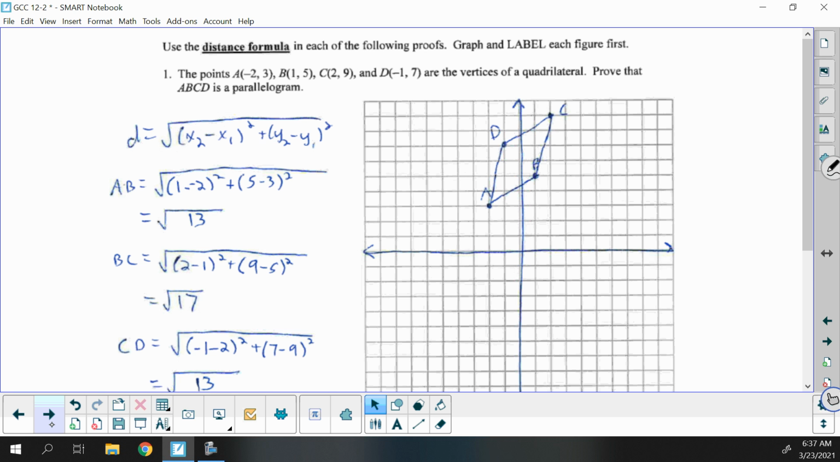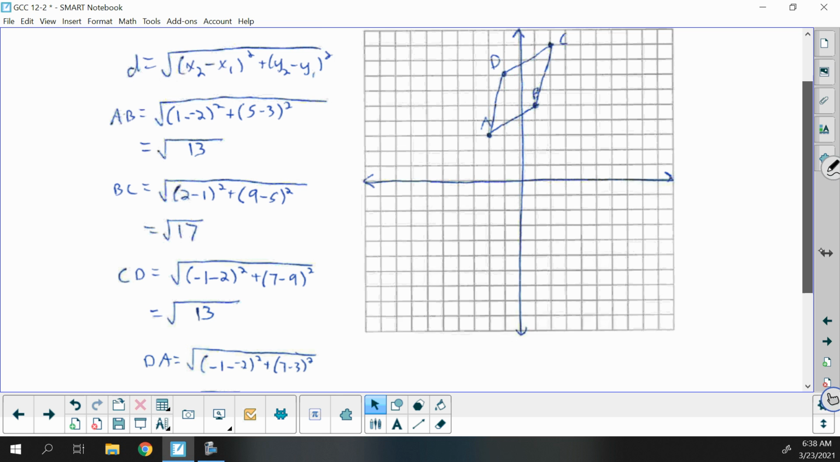Moving over to the homework, all of these were using the distance formula. Step 1, plot your points, make sure your coordinates are labeled. Step 2, write out the actual distance formula. We want to show it's a parallelogram, so we're going to do the distance of all 4 sides and hopefully show that opposite sides are congruent.